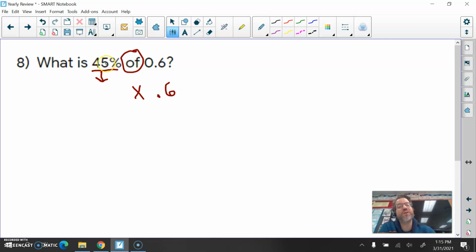Where is the decimal point? I don't see one. Well, that's because it's a whole number. So the decimal point has to be at the end of the number. To change it to a decimal, move that decimal point left 1, 2 spaces, and it's 0.45. So to find 45% of 0.6 or 6/10, you have to multiply 0.45 by 0.6.